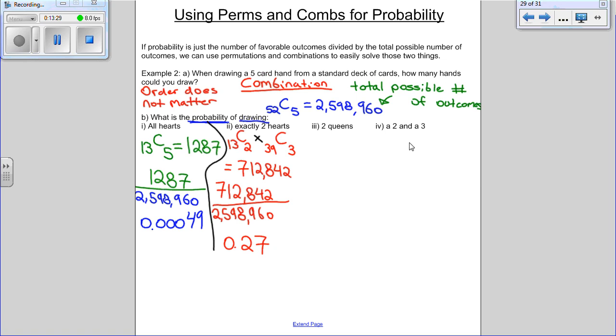And part 4, a 2 and a 3. I want you to try them on your own and see what you get. I'll show my work up here, talking our way through the 2 queens question.